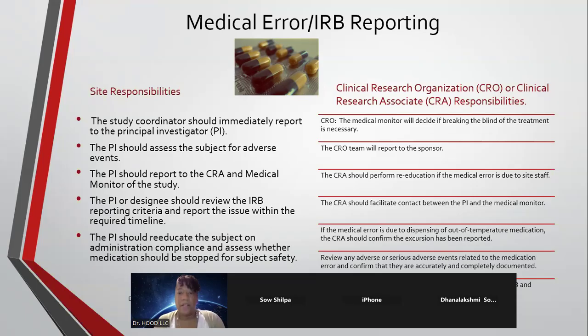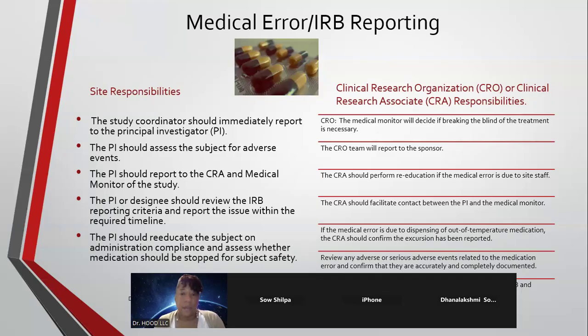If the medication error is due to dispensing out of temperature medication, so if we gave the patient the right drug and they took the drug correctly, but that medication should have been quarantined because at a period of time it was not stored the correct way, we have to make sure the excursion was reported to the IRB as well.